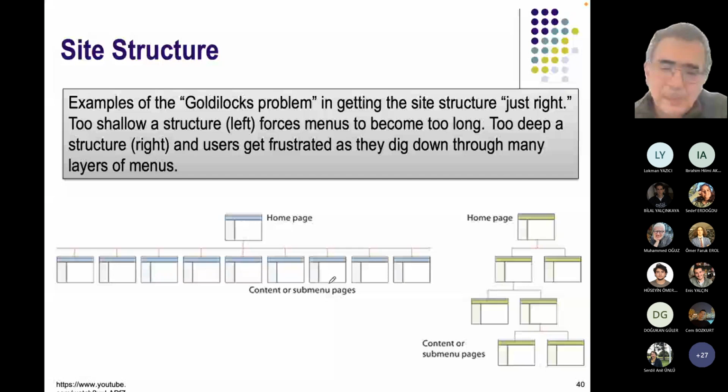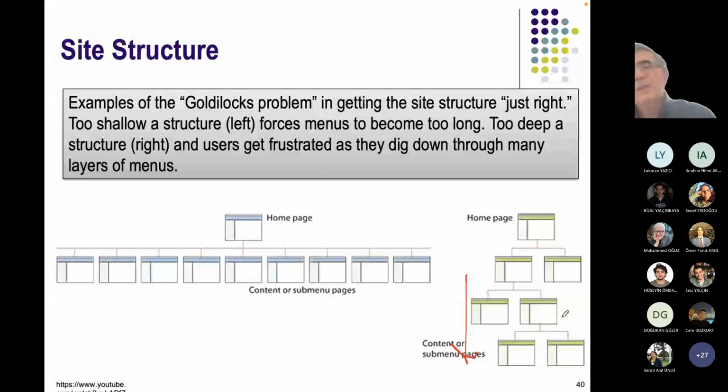Some sites are deep sites. So not many items at the beginning, but subsequences. So it depends what you are doing. Sometimes you need the things that are on the left. Sometimes you need the things that are on the right.